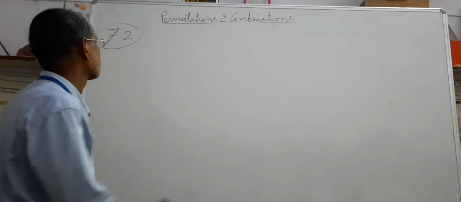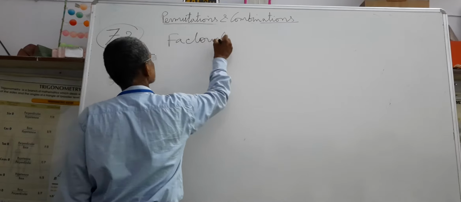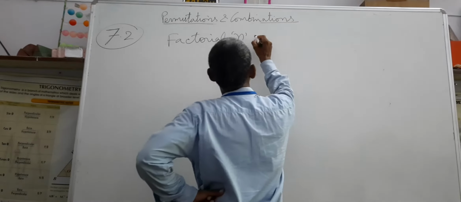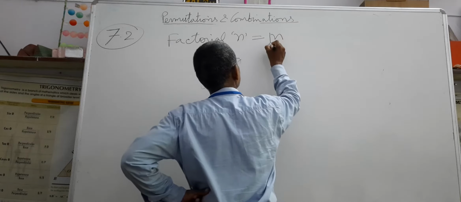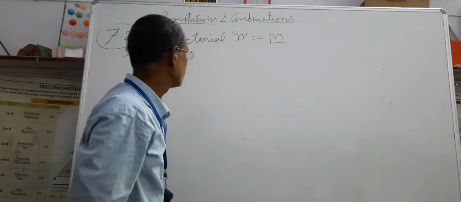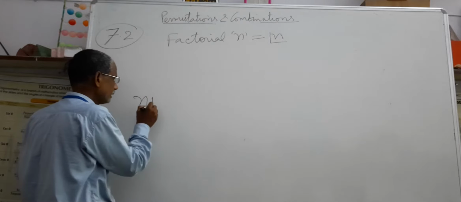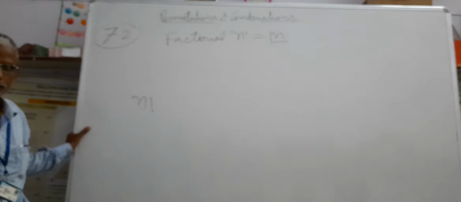Today we will study exercise 7.2, permutations and combinations, in which we will study the concept of factorial. Factorial n is written as n with a line, then vertical, then horizontal. In your book, it is written as n and an exclamation mark in front of n.